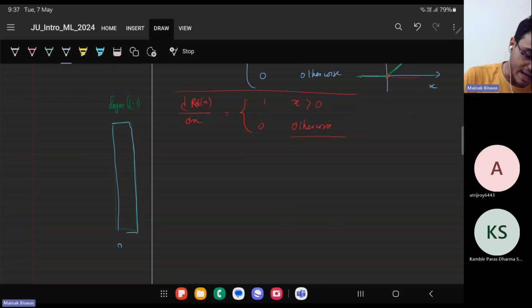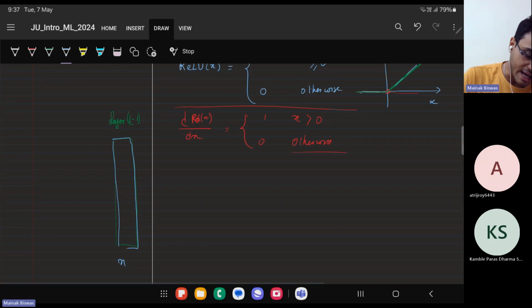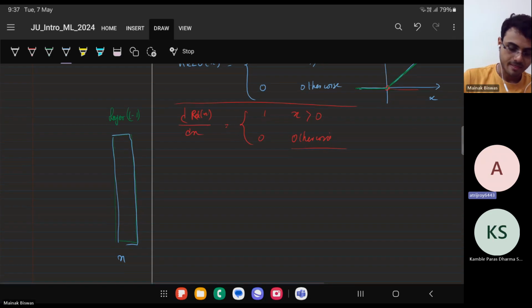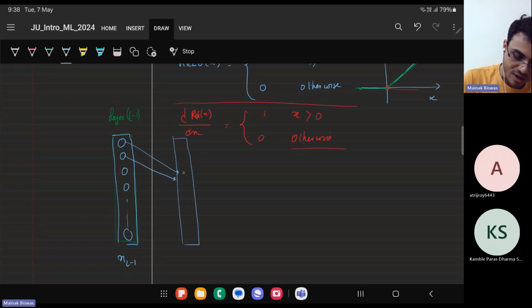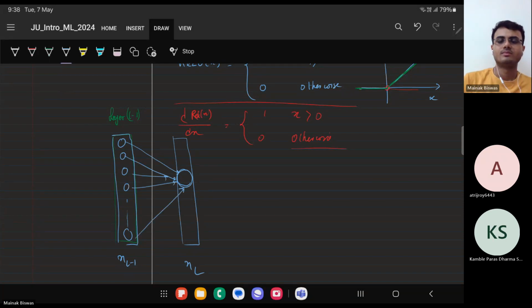This is the previous layer, layer L minus one. How many neurons will it have according to our definition? In the L minus one layer, it will have N(L minus one) neurons, so N(L minus one) features. These will give me the output. Now I'm going to consider layer L, and I'll consider one neuron in this layer. Clear? For this output, say f is the activation function of this layer.